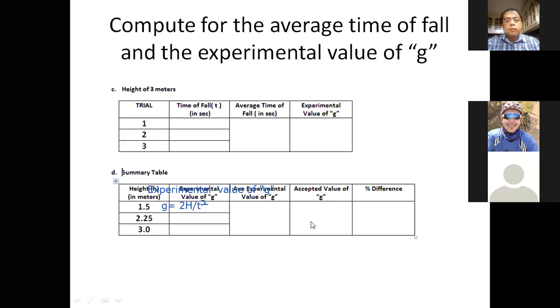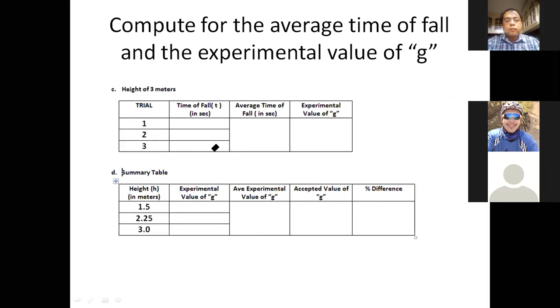So again, there's a summary table wherein you can write the average G value. So one value at 1.5, one value at 2.25, and then 3 meters. So you have to get one single value to compare it with the accepted value. Now, what's our accepted value of G? It's equal to 9.8 or 9.81 meters per second squared.